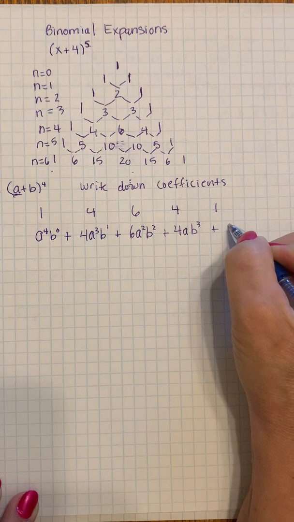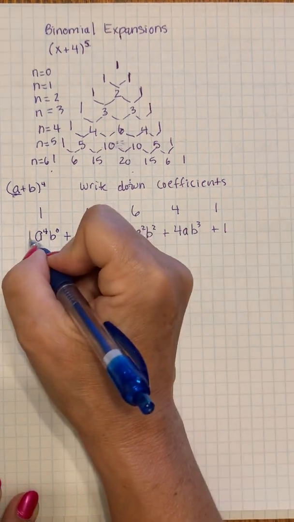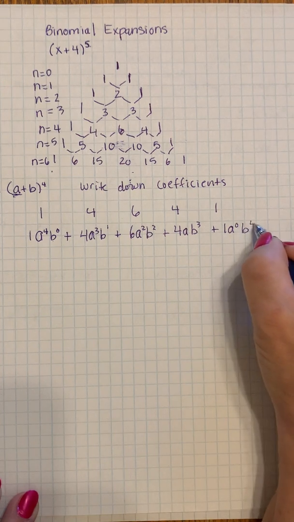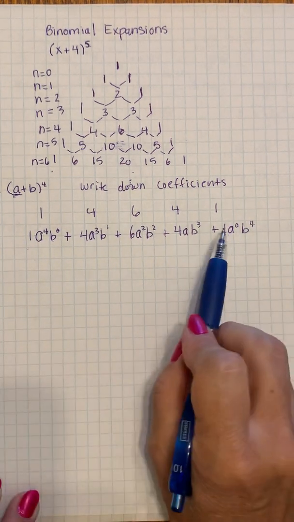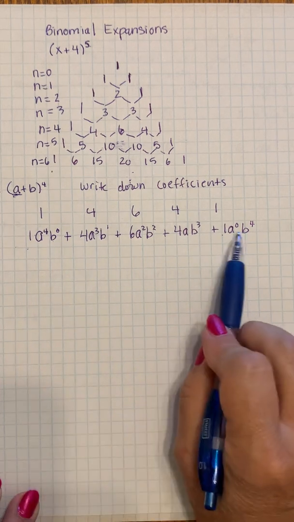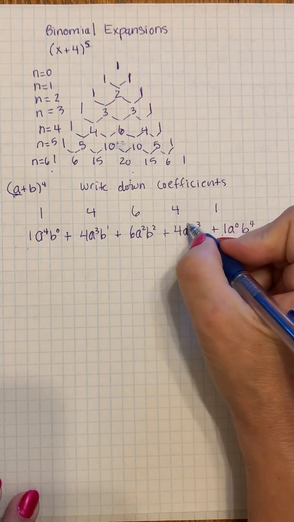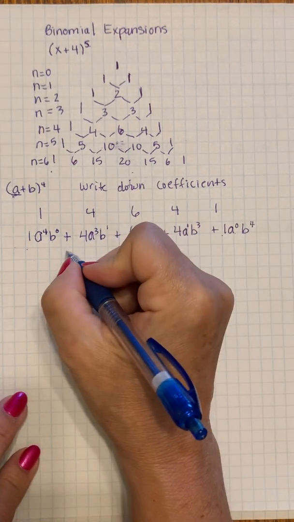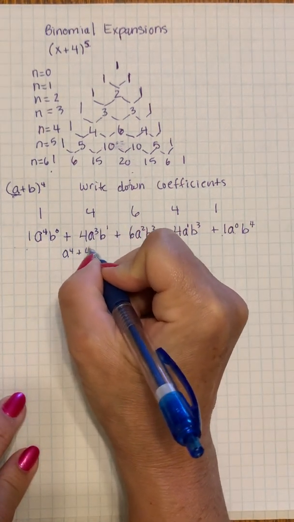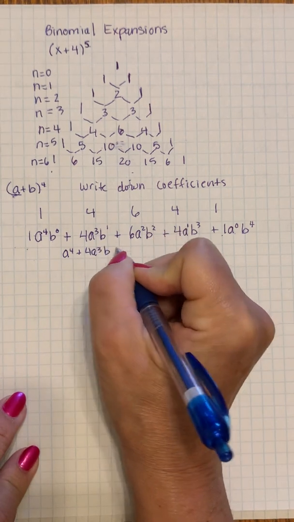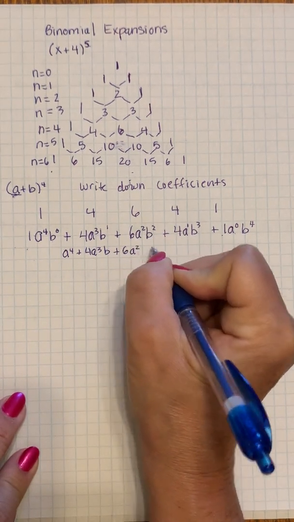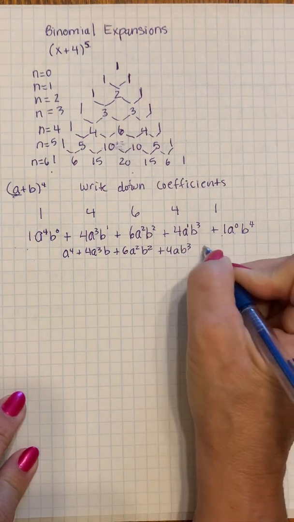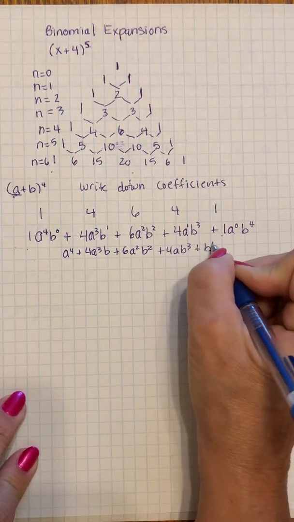Plus 1, now I don't need the 1 there, but I'm going to put it there, and I could put the 1 here too. This will be no a's, b to the 4th. Now when you go to do these, you do not have to put the 1s here, and you don't have to put the 0 powers, and you don't have to put the 1 powers there either. So if I were to write this all out, my final answer would have been a to the 4th plus 4a cubed b plus 6a squared b squared plus 4ab cubed plus b to the fourth.